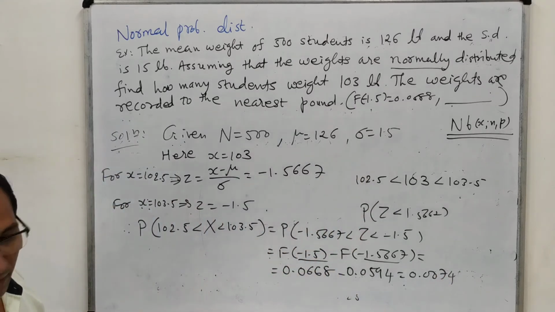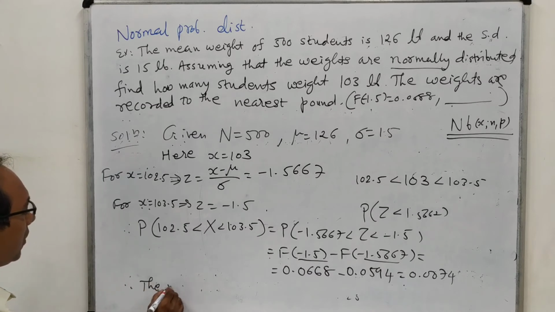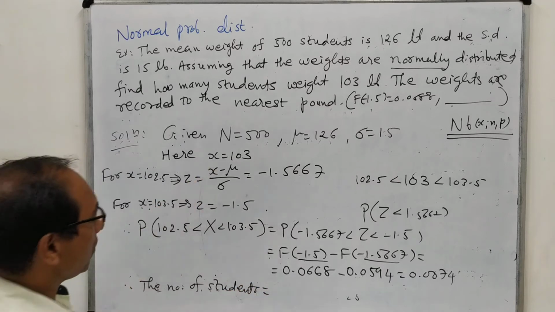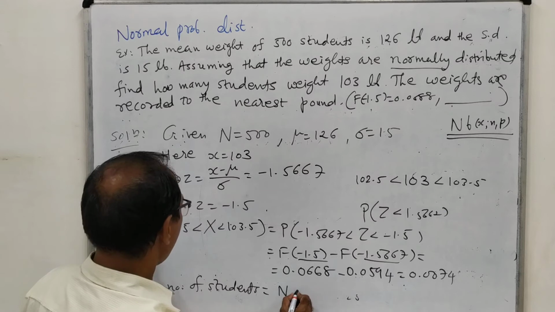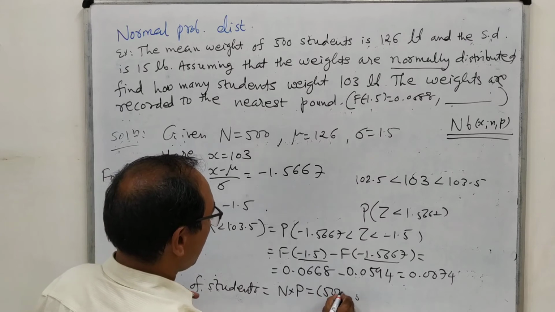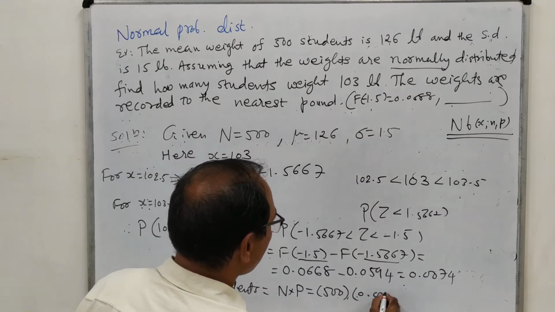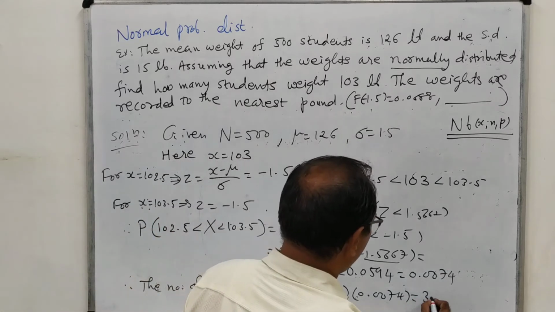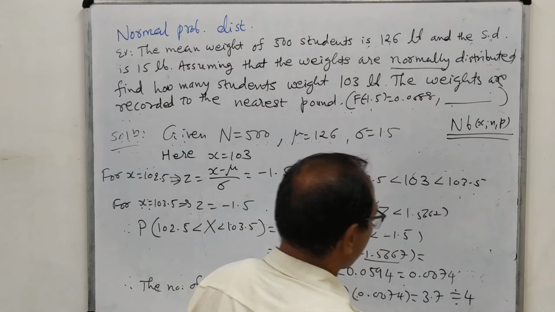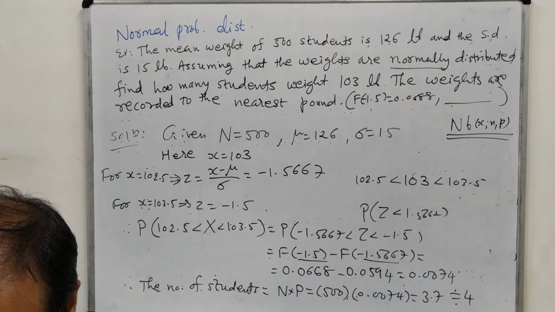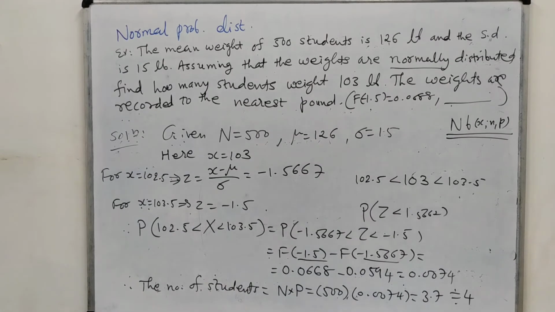And therefore the number of students whose weights are 103 pound is n into probability. So n is what? 500. And what is the probability? Probability is 0.0074. So what is the multiplication of these two? You will get 3.7, that means approximately 4 students are there whose weight is 103 pound. Okay? So you can find this in this way.